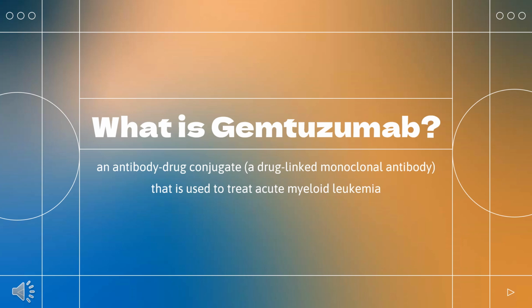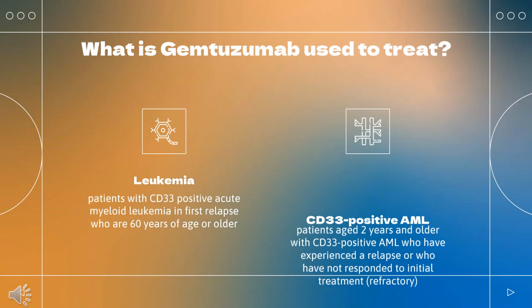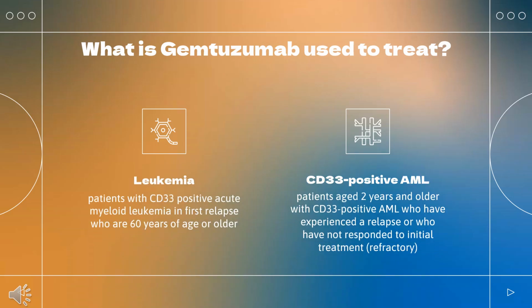What is gemtuzumab? What class of drug is gemtuzumab? Gemtuzumab ozogamicin, sold under the brand name Mylotarg, is an antibody-drug conjugate, a drug-linked monoclonal antibody, that is used to treat acute myeloid leukemia.